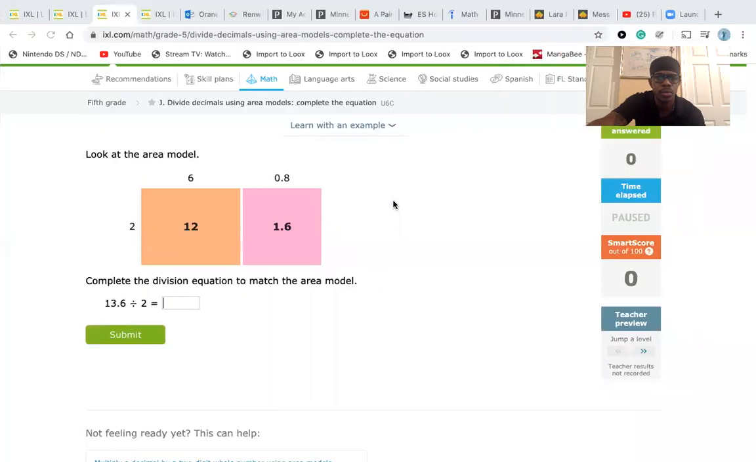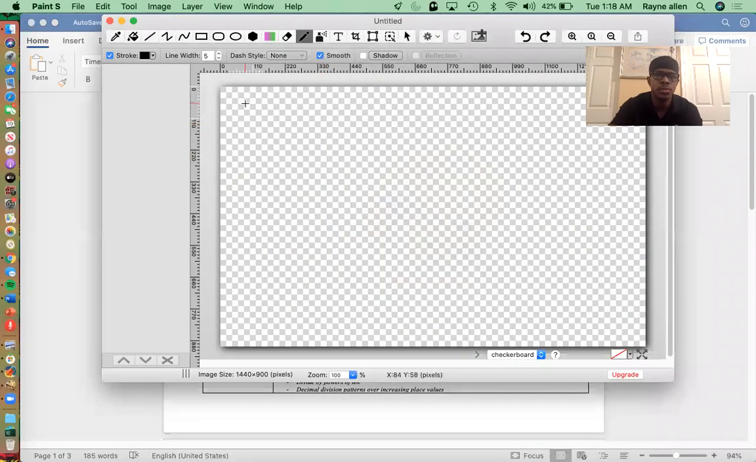Okay. All right, so we have a question here. It says, look at the area model. Complete the division equation to match the area model. So we have 13.6 divided by 2. What is 13.6 divided by 2, right? So let's do that one first.